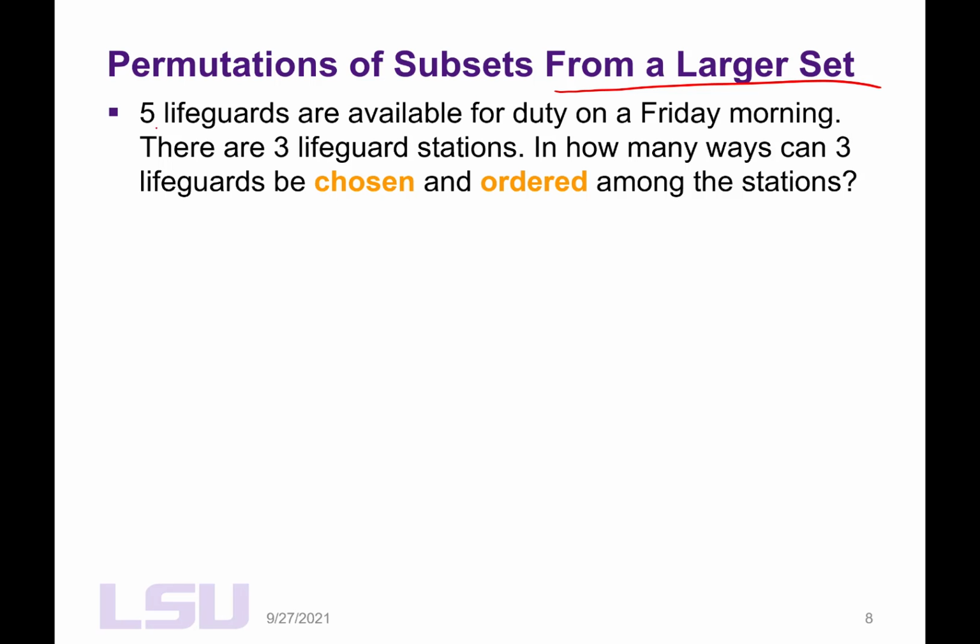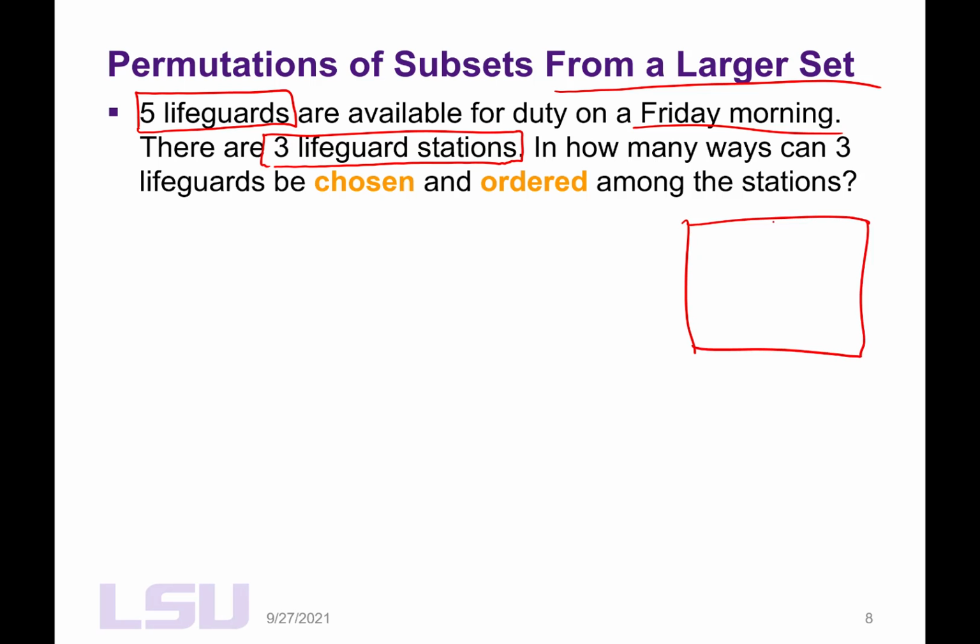So in this case, we have 5 possible lifeguards available at a swimming pool on Friday morning. But there are only 3 lifeguard stations. So you're in a swimming pool, there are 3 lifeguard stations. Let's say this is your swimming pool. One guy sits here, another guy or girl can be here, and say another guy or girl can be here. But they employ 5 people on staff.